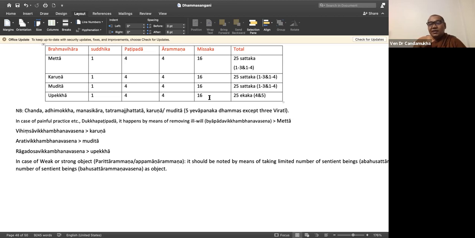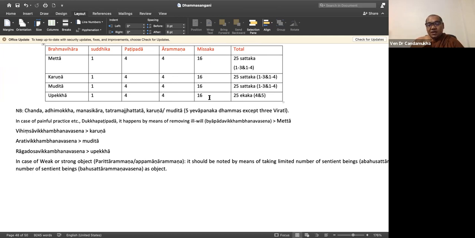Regarding that, I think you still remember the Yevapanaka dhammas when we started to study the Dhammasaṅgaṇīpāḷi, regarding the first Mahakusala Citta. 56 dhammas are specifically explained by the Buddha. But at the end of these 56 dhammas, the Buddha added the Yevapanaka dhammas. On this point, the commentator explained there are 9 Yevapanaka dhammas: Chanda, Adhimokkha, Manasikara, Tatramajjhattata, Karuna, Mudita, and the 3 Virati. So altogether 9 Yevapanaka dhammas.